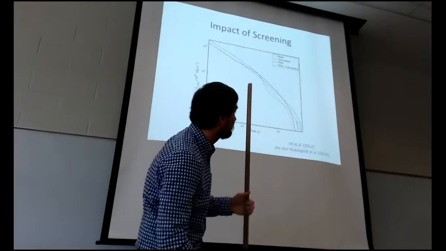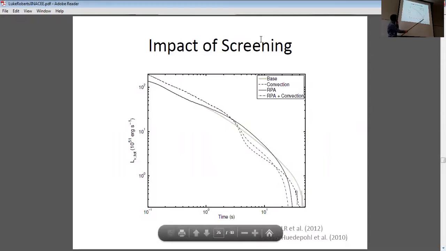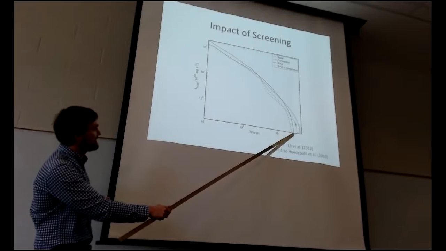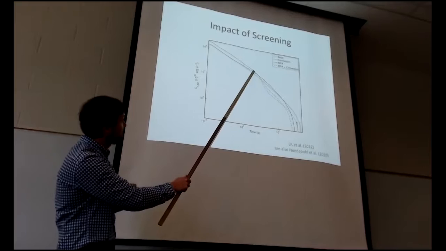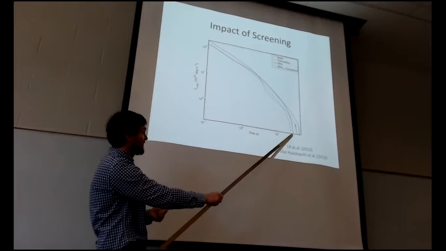And if you include these things in models of proto-neutron star cooling, you can see that, okay, here in the base model, there are none of these RPA corrections and no convection is included. If I just include the RPA corrections to opacities for one particular model of the nuclear equation of state, I see that I speed up cooling because I've reduced the opacity so I get neutrinos out much more rapidly. And then I go to this optically thin phase earlier because I have some total amount of energy I need to lose.